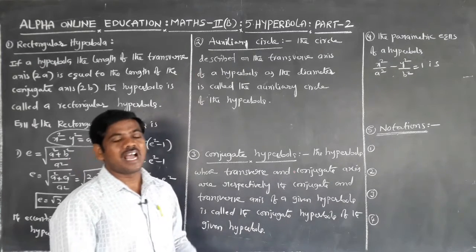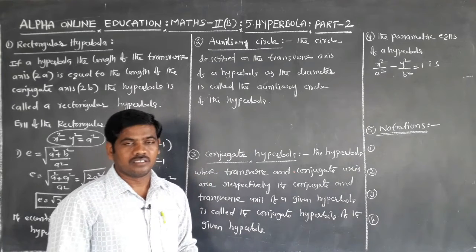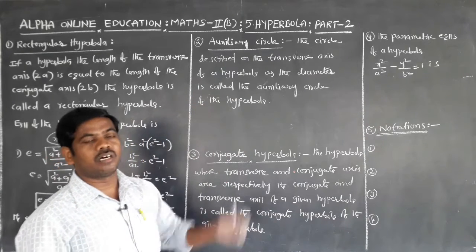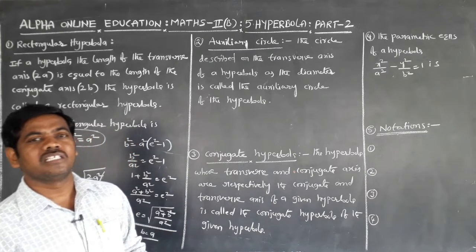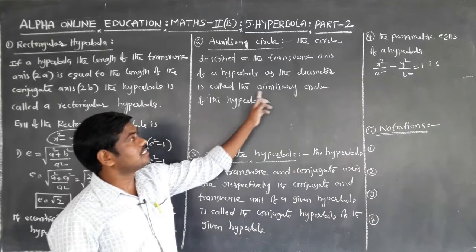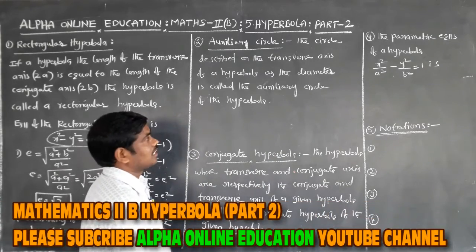Next one is auxiliary circle. The circle described on the transverse axis of a hyperbola as the diameter is called the auxiliary circle.